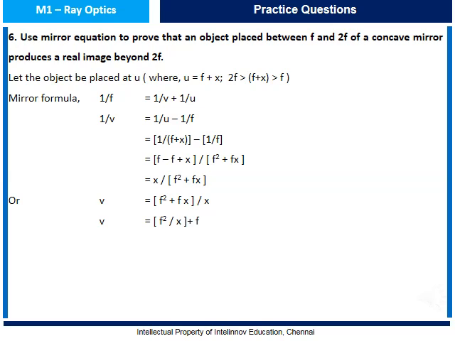If x is equal to f, that is, if the object is placed exactly at center of curvature, then v is equal to 2f. But we know x is less than f, and also f square by x is greater than f. Thus, image is formed at a distance more than 2f.